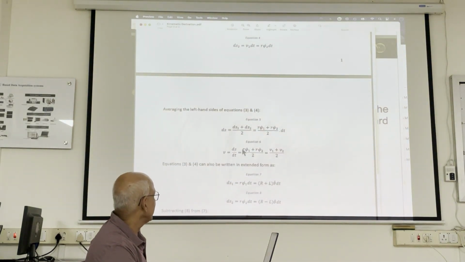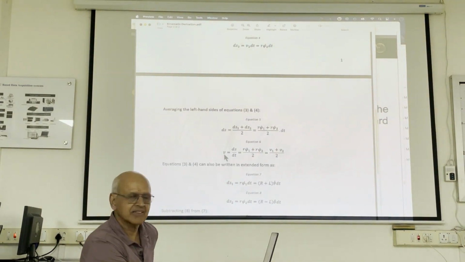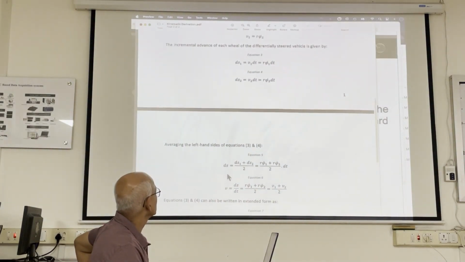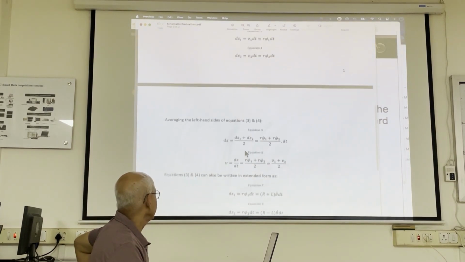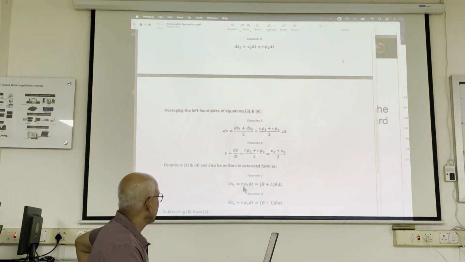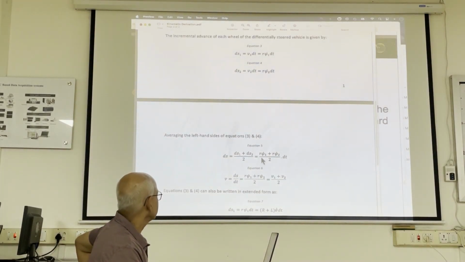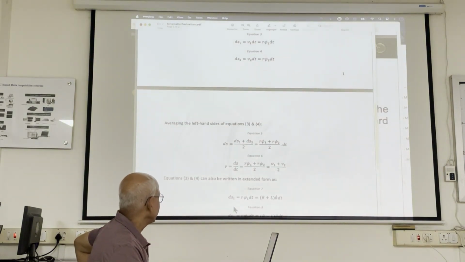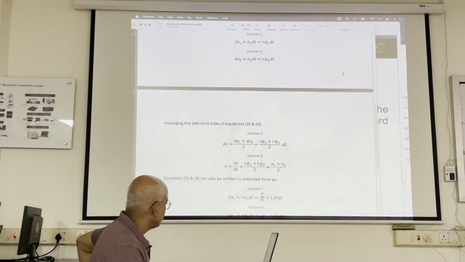Alright, so now having got one equation, which is V equals R times phi1 dot plus phi2 dot, divided by 2, we also need an equation for omega. So to do that, he says take equation 3 and 4, this one, and do something with it. ds1 is equal to R phi1 dot dt, and this is the extended form. See, I took this equation. Wait a minute, where did he get that from? He says ds1 is not only R phi1 dot dt, but it's R plus L theta dot dt.